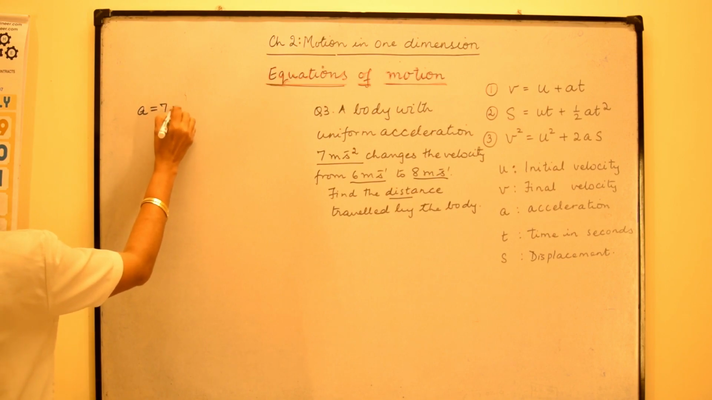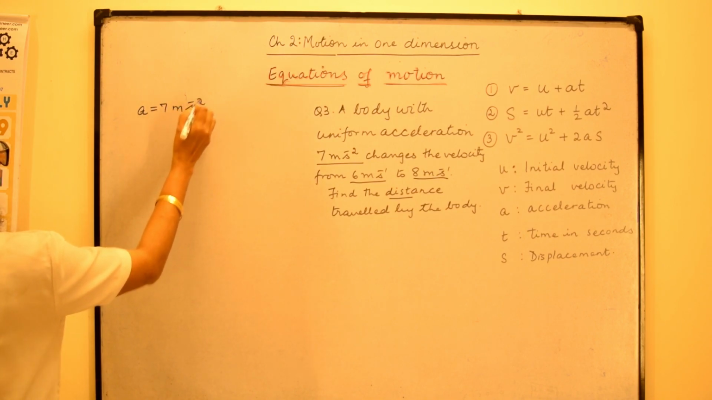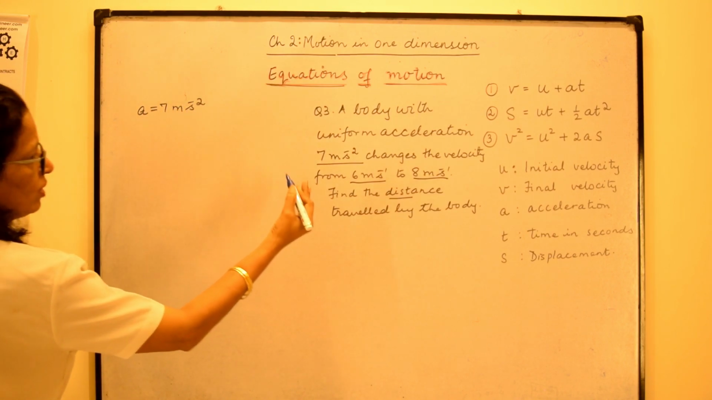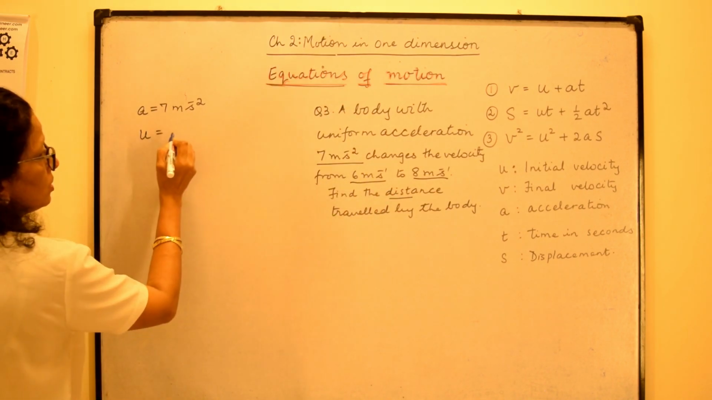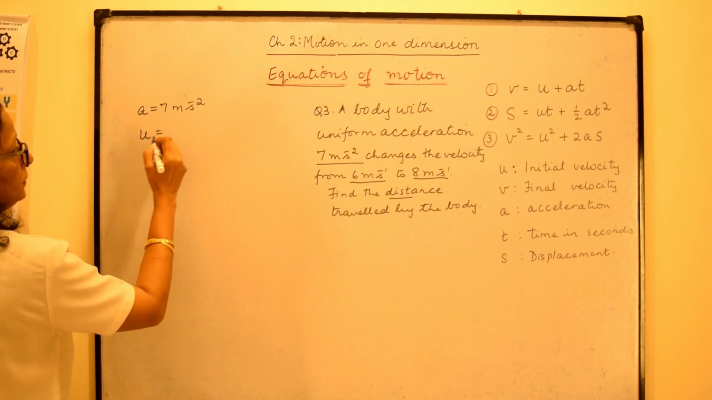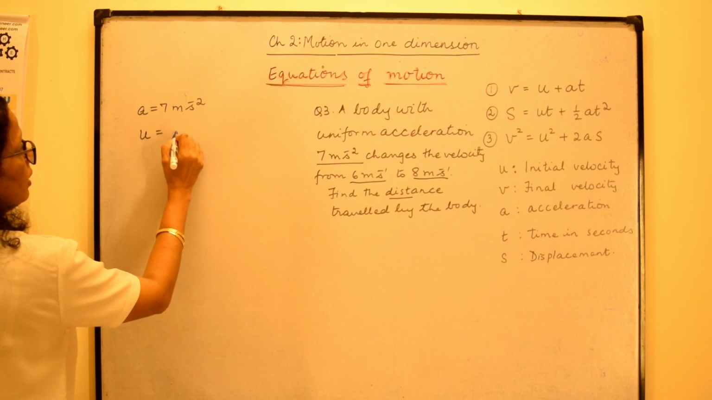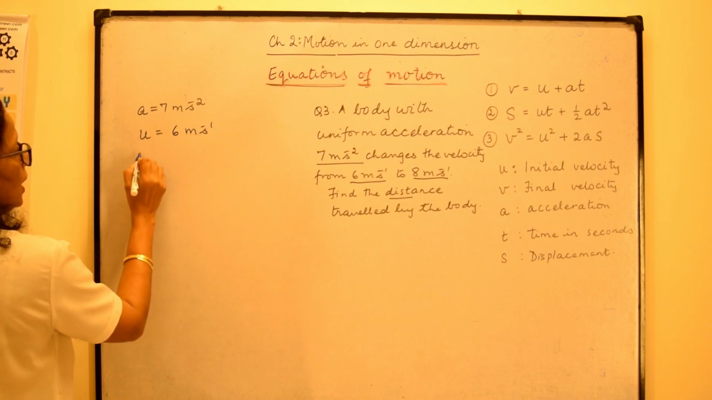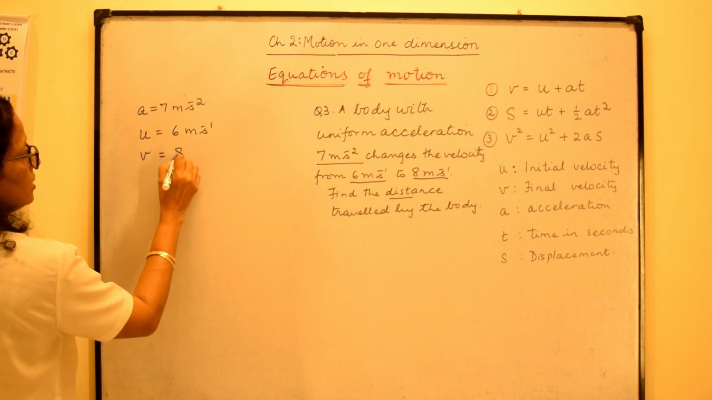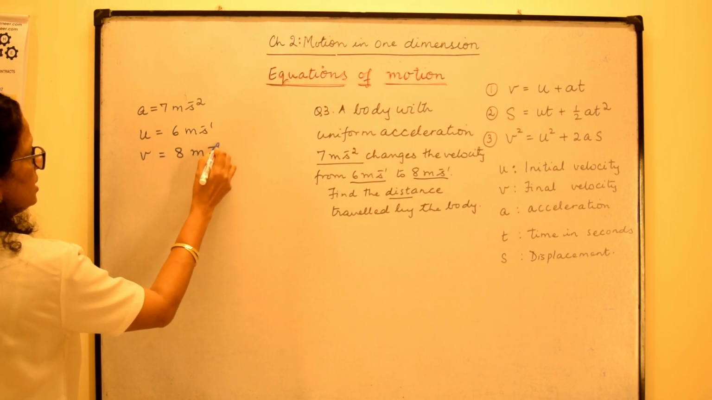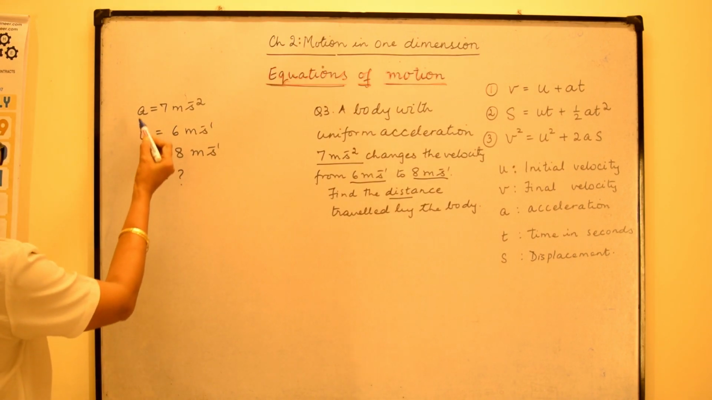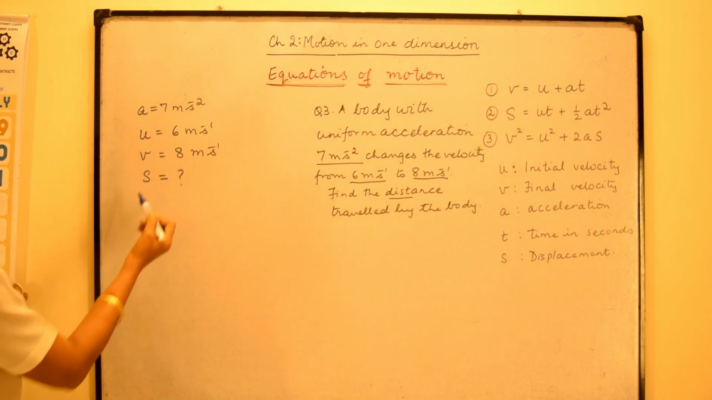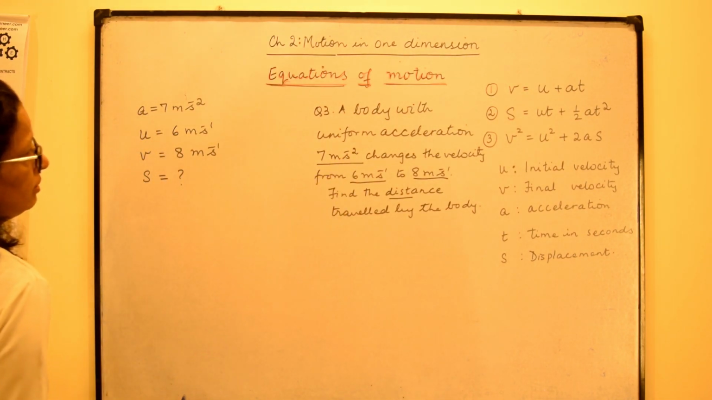Acceleration is given as 7 meter per second square. Changes the velocity from 6 to 8, so it will be changing the velocity. Initial velocity is 6 meter per second, and the final velocity is 8 meter per second. Which is the formula that has A, U, V and S? That's right, it is the third one.